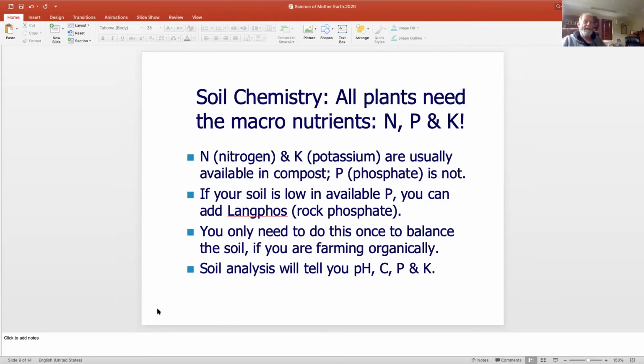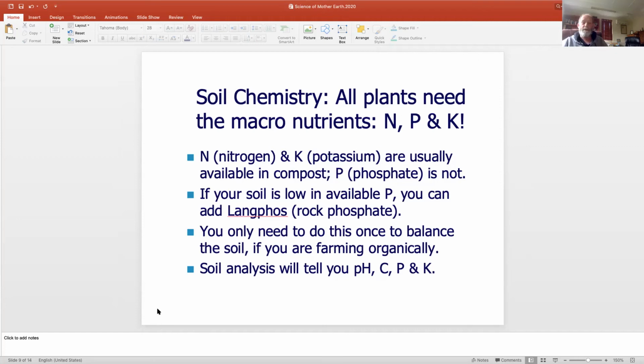You can put phosphorus as rock phosphate, commonly available Langphos, which comes from the Western Cape, from Langebaan. These are ocean deposits, which formerly the whole of the West Coast was covered by sea, and these were little shellfish with a lot of calcium and some phosphorus as well, and it makes an excellent organic fertilizer.